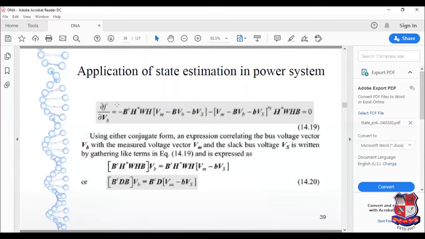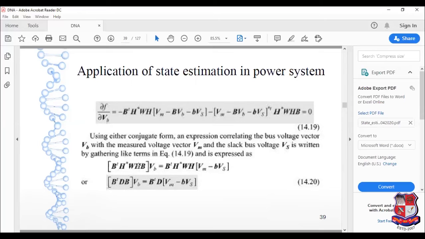As we know, the first order partial derivative gives us the condition for minima, and the second order derivative will be positive. Hence we can confirm that this condition is satisfied for a minimum. If we calculate further, by reshuffling a few terms we can easily determine that B transpose D into B into Vb, the bus voltage, is equal to B transpose D into Vm minus b into Vs, where D is nothing but just like G. It is H transpose W into H. So keep this in mind.